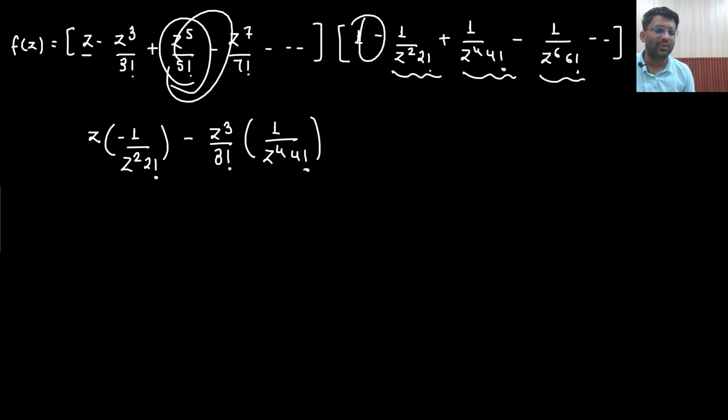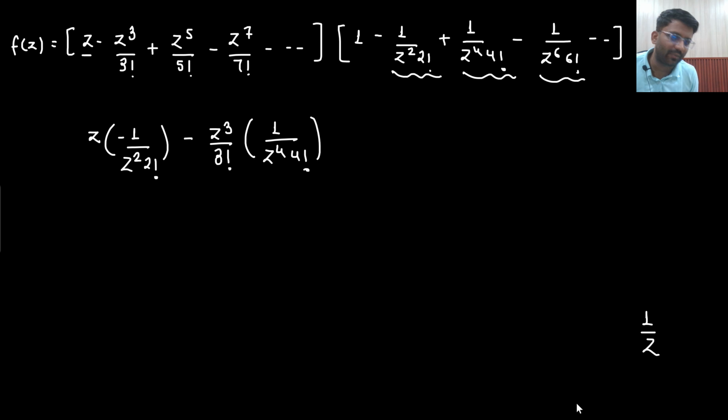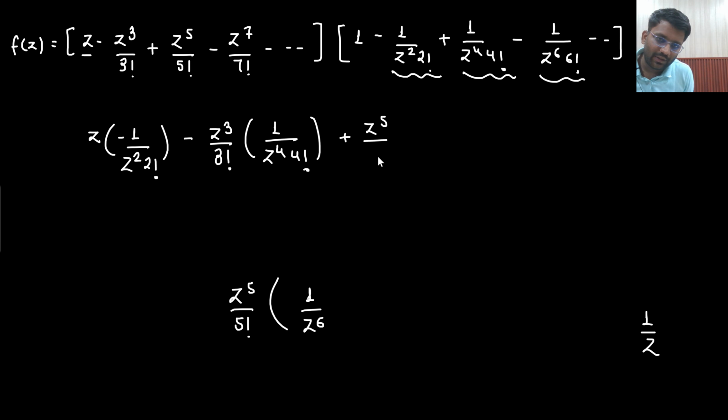In that manner it will keep on going. But I don't need all the factors. I only need 1 by z. Now, z to the power 5 divided by 5 factorial will be multiplied with all these. How can you get 1 by z? I will get 1 by z if it is multiplied with z to the power 6. That means z to the power 5 divided by 5 factorial, if it is multiplied with minus 1 by z to the power 6, 6 factorial, then my job would be done.